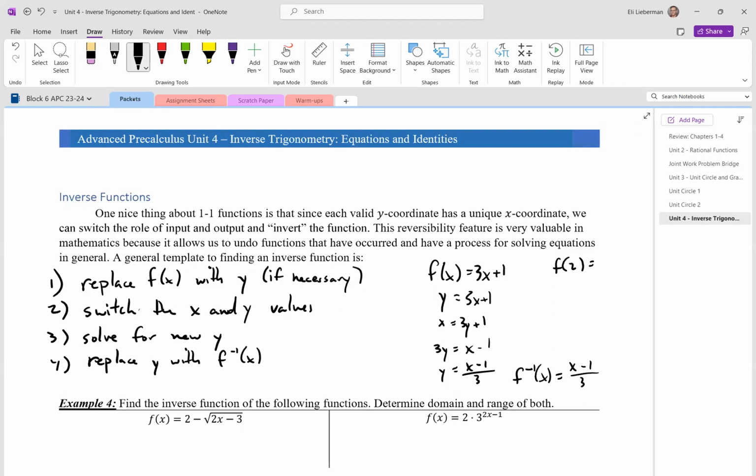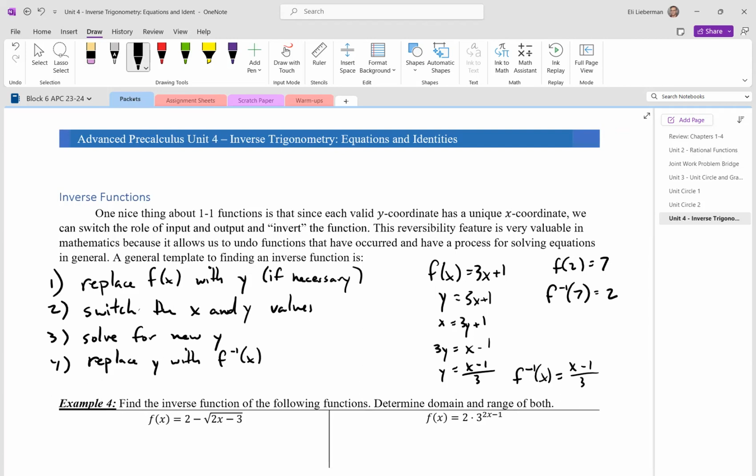f of 2 is equal to 7. How about f inverse of 7? What is that equal to? Is that equal to 2? Are you sure? Does that make sense, that it has to be equal to 2 if these are inverses?